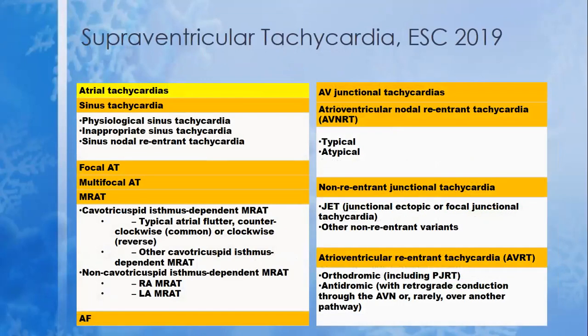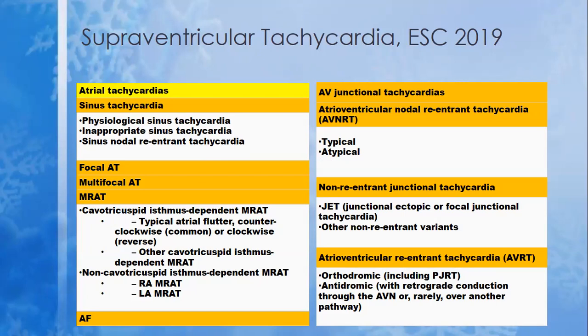Now supraventricular tachycardia. The classification has been renewed, and according to the European Society of Cardiology 2019, the classification is like this. Atrial tachycardia, it may be sinus tachycardia. And the sinus tachycardia may be physiological sinus tachycardia, inappropriate sinus tachycardia, sinus nodal re-entrant tachycardia. We'll talk about the re-entry mechanism later on. And the focus may be in the atrium, like focal atrial tachycardia, multifocal atrial tachycardia, macro re-entry atrial tachycardia.